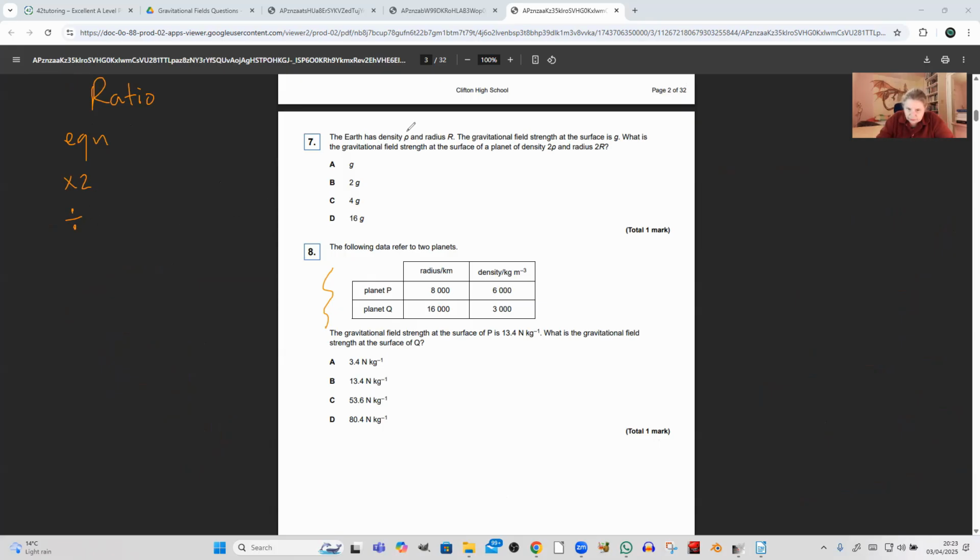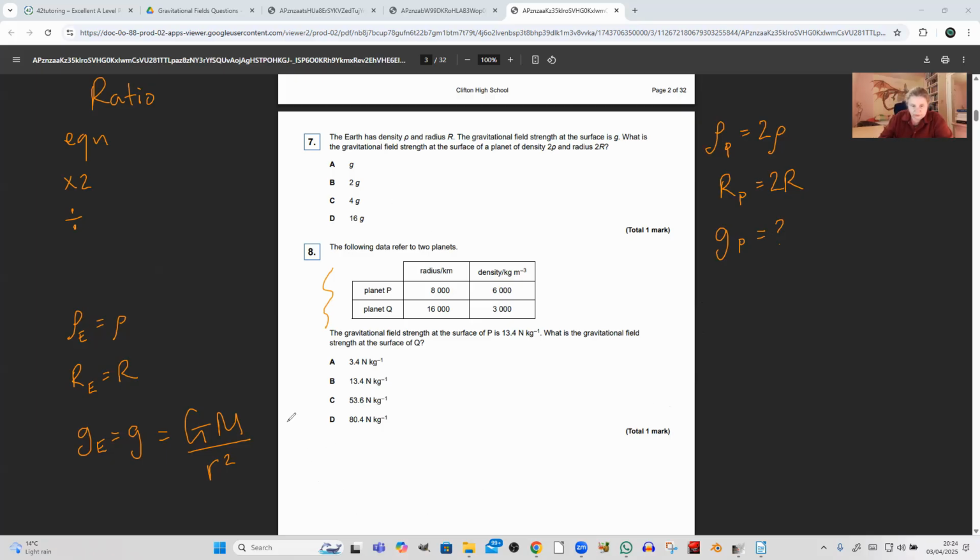Right, so Earth has a density of rho, so rho for Earth is rho, and a radius of r, so r for Earth is r. The gravitational field strength at the surface is g, so g for Earth is equal to g, and that is big G, big M, over r squared. They want to know what is the gravitational field strength at the surface of a planet where the density of the planet is 2 rho and the radius of the planet is 2r. We've got to work out what g for the planet is.